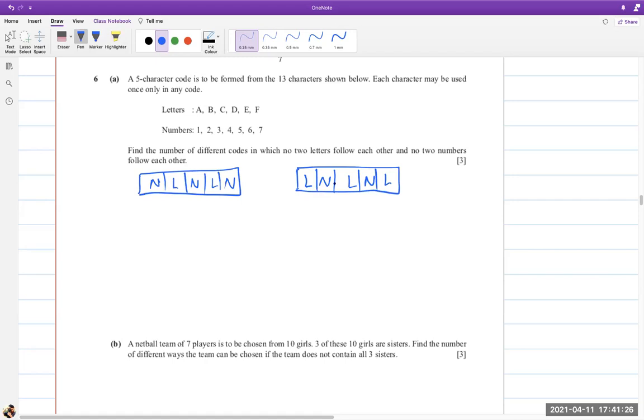How many options do I have for number? The first number I can pick any of the 7. Then second number I can pick any of the remaining 6, and third number I can pick any of the remaining 5. Similarly, for letters, I have 5 letters, so I can pick any of the 5 letters and then any of the remaining 4 letters. So this I will simply multiply. Similarly, over here I have 5 letters, so 5, 4, and 3 options. And for numbers, I have 7 and 6 options.